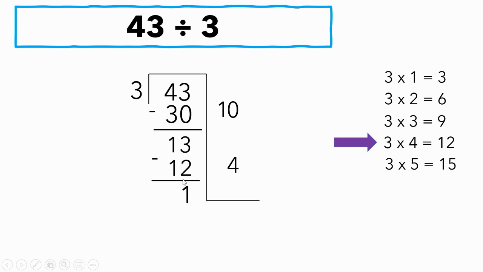When the number down here is less than the number we're dividing by, which is 3 in this case, we know we're done dividing. The last step is to add up all the numbers to the right to see how much is in each group. 10 plus 4 is 14. And now we want to include the remainder. Whatever is left over in the center here, in this case 1, is our remainder. So 14 remainder 1.